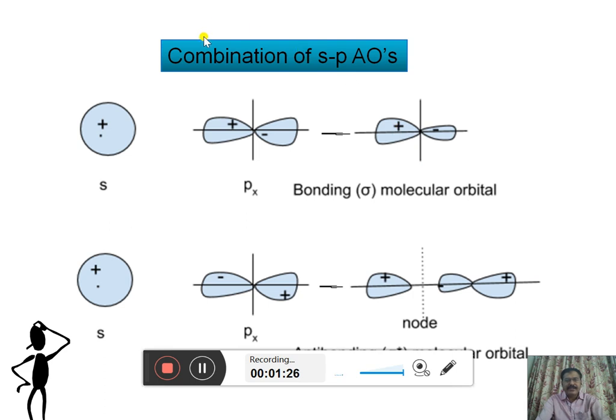Now next is the combination of sp. One s orbital combines with the p orbital of another atom, giving rise to sp combination. The s orbital combines with the px orbital. The lobes very near to each other are of positive sign and produce a bonding sigma molecular orbital. Here the electron density concentrates. While for s orbital and px orbital, here is a positive lobe and here is a negative lobe, they overlap and produce a node here, and that is called an antibonding molecular orbital.